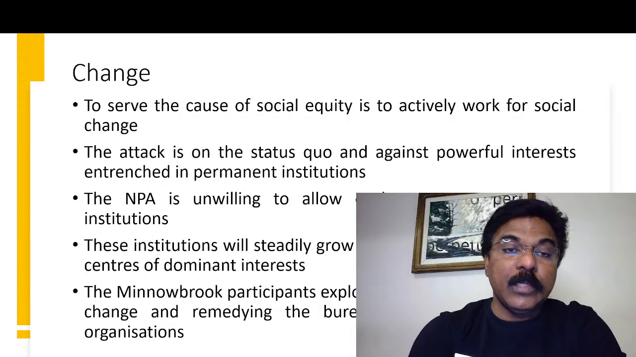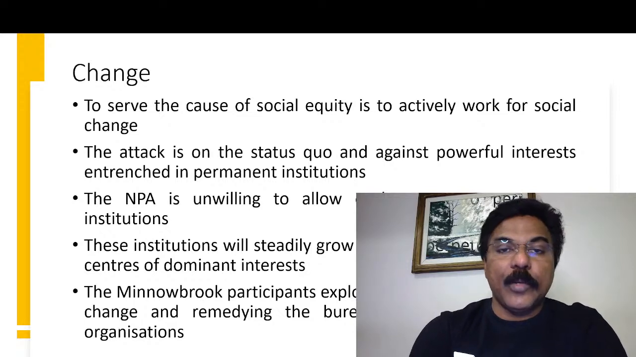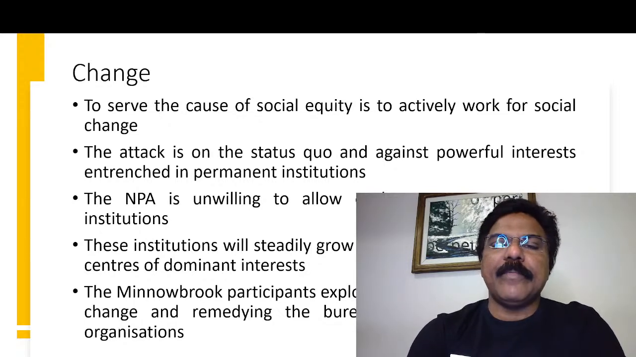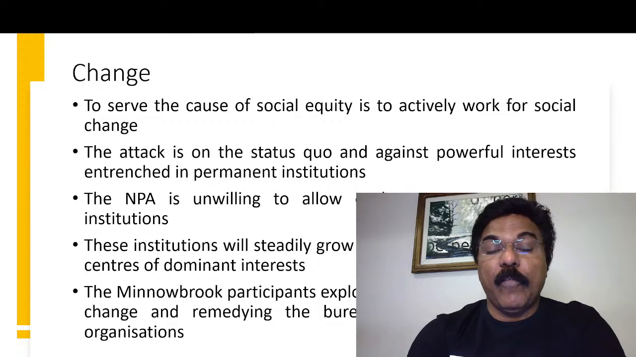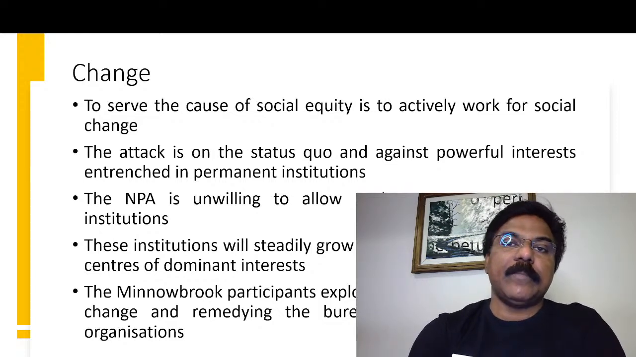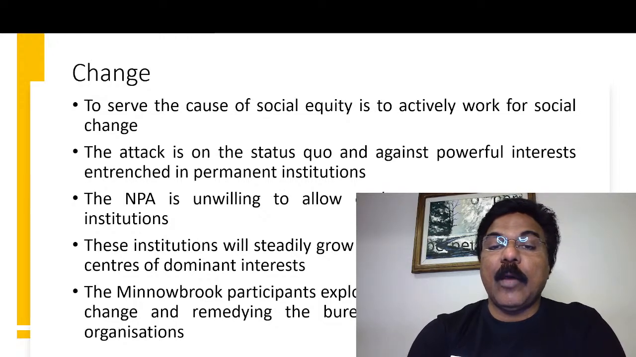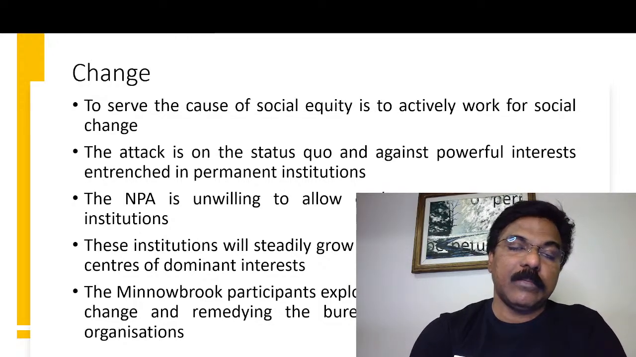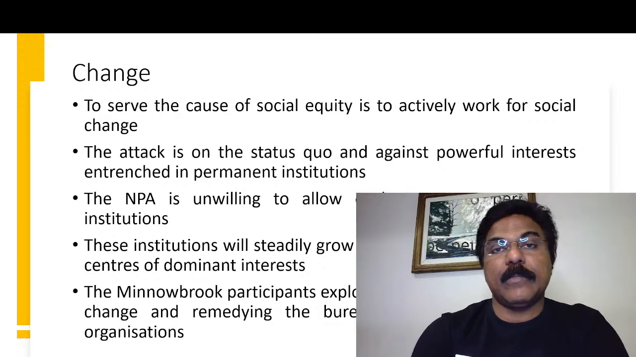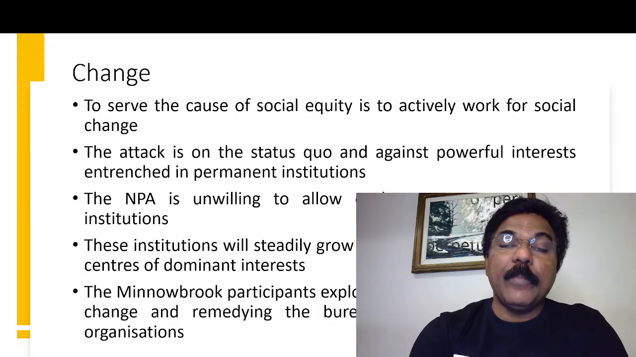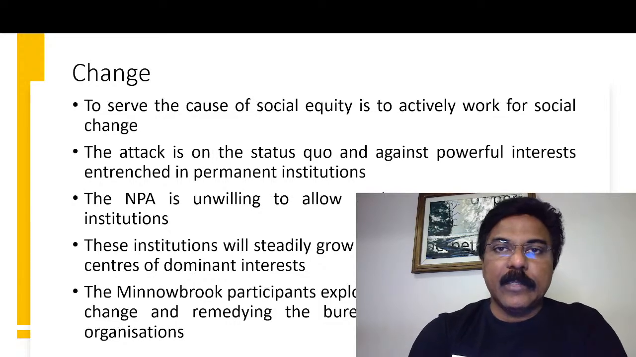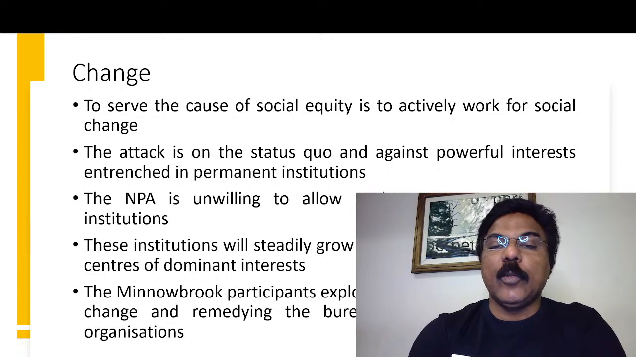When you say permanent institution, the most important permanent institution is the bureaucracy. So they have vested interests, powerful vested interests entrenched in them. That's why they call it self-aggrandizing bureaucrats. The new public administrators were unwilling to allow enslavement to permanent institutions. Whatever they say, we'll not accept. We'll take it with a heavy pinch of salt and we'll fight against what you're saying if it's not right by us. These institutions will steadily grow into self-perpetuating.